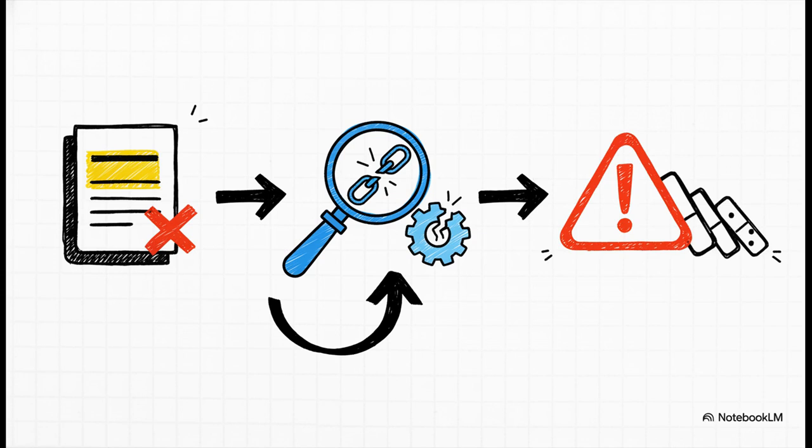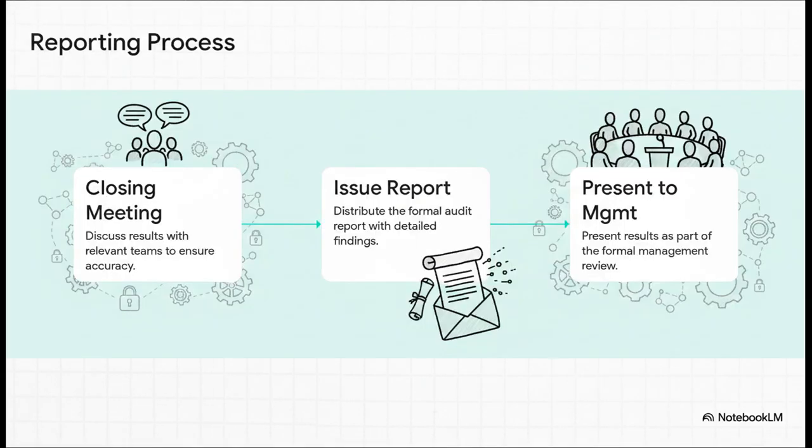Now this is so important. A proper audit finding is not just an auditor's opinion. Every single finding has to be documented with three things: the specific rule or requirement that wasn't met, the hard evidence the auditor found to prove it, and an explanation of why it matters. What's the risk here? Once all the findings are written up, a formal communication process kicks off. It usually starts with a closing meeting to go over the results with the teams involved. That's followed by a formal, written audit report. And finally, those results have to be presented to senior leadership.